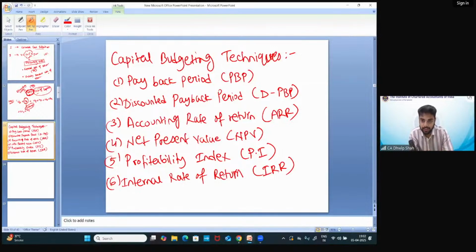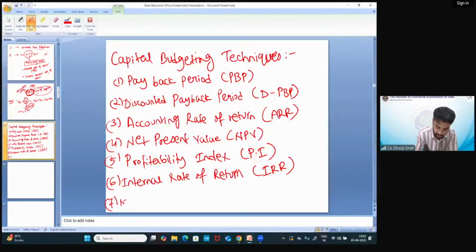The reason for mentioning the short form is very simple, because from now onwards, I will just use short terminologies. I will not write entire internal rate of return. I will just write IRR. I will just write NPV. I will just write PBP. So you must be familiar with these short terminologies.